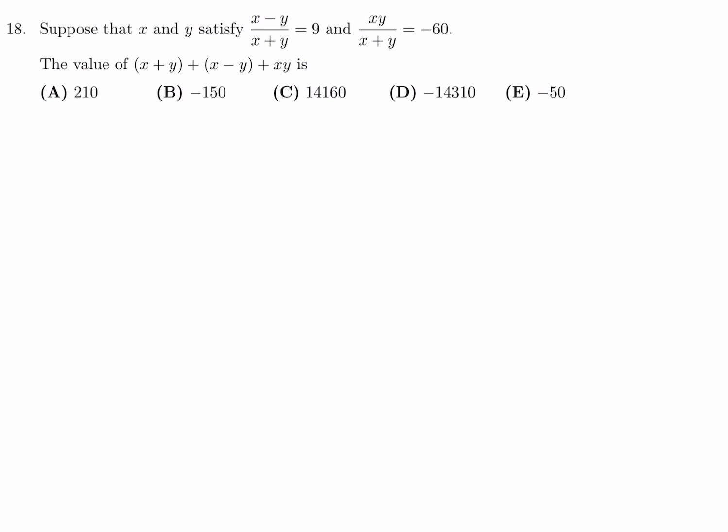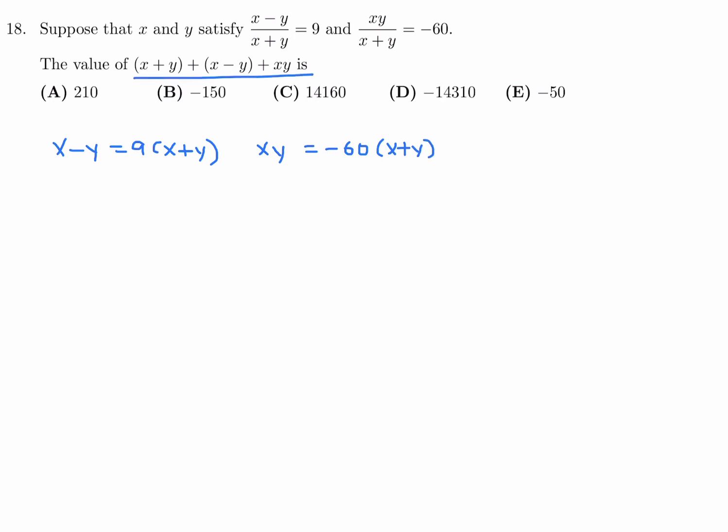Suppose that x and y satisfy (x minus y) over (x plus y) is 9 and xy over (x plus y) is negative 60. The value of x plus y plus x minus y plus xy is. All right, so this is a bunch of algebraic manipulation. From the first one, we get x minus y is equal to 9 times (x plus y). From the second one, we get xy is equal to minus 60 times (x plus y).